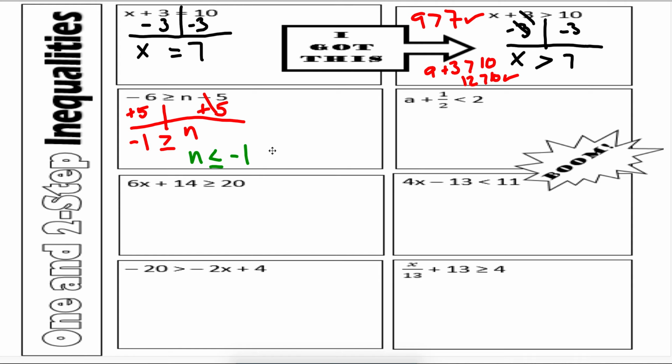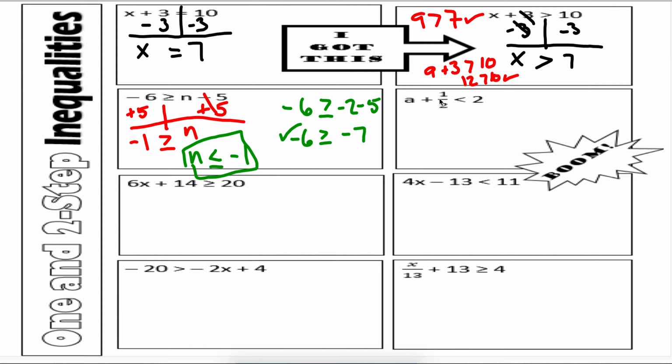Let's pick one. Let's pick negative 2. So let's say negative 6 is greater than or equal to negative 2 minus 5. Negative 2 minus 5 is negative 7. Is negative 6 greater than or equal to negative 7? Yes, it is. Means this is true. Great job. Let's keep practicing.